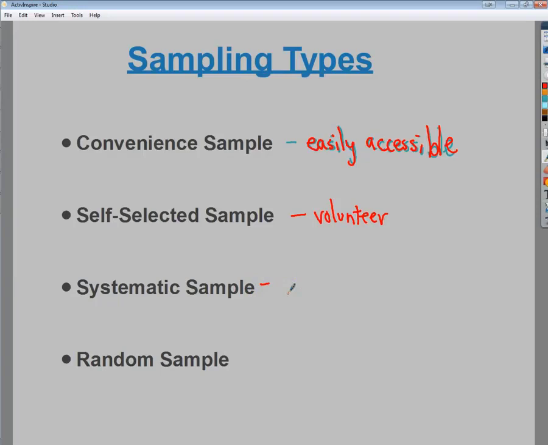A systematic sample is a little bit more realistic. It has less bias in it. In this case, you want to order the population and then you want to pick people at random intervals.